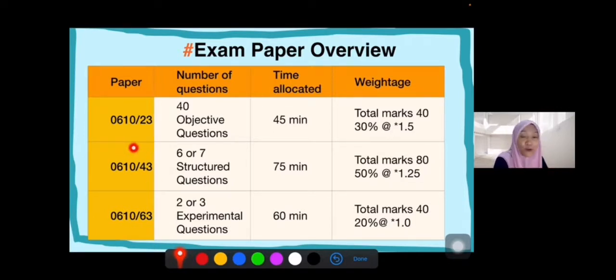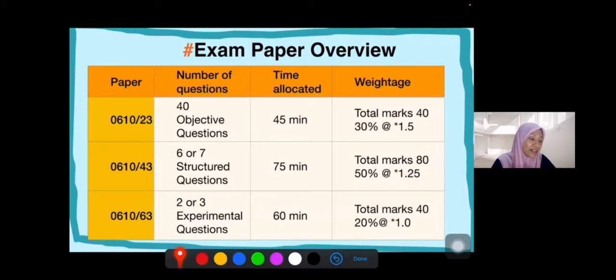Next is paper 4. Paper 4 consists of 6 or 7 structured questions. You will be given 75 minutes to settle the questions. Banyak tau? Boleh lah, ada 6 ke 7 soalan, 1 jam suku. Okey je. Alright, total mark is 80, weightage at 50%. Each correct answer, you will get 1.25 marks. Jangan main-main. Okay, macam susah, tapi nanti I show you. Tak susah sangat pun. Boleh.